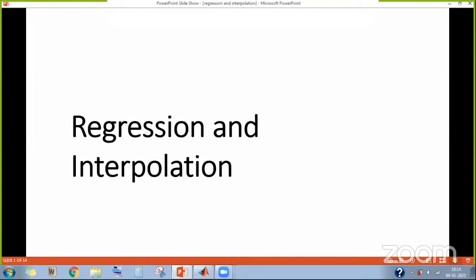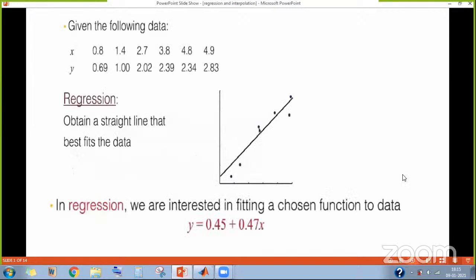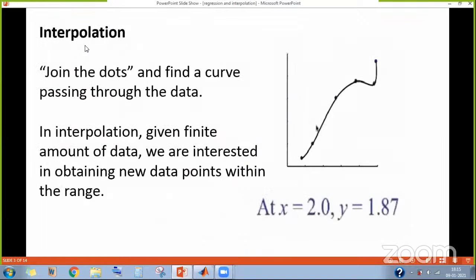So today I'll be discussing regression and interpolation. Let's say we have two data sets, x and y. What regression does is obtain a straight line that best fits this data. Let's assume this is the function we get after regression, y equals 0.45 plus 0.47x. So given data, we want to fit the best line.